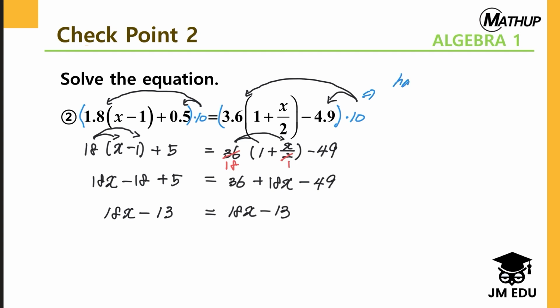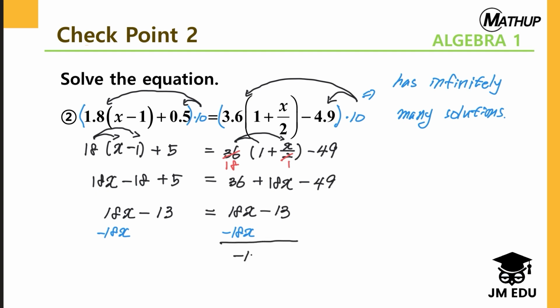This equation has infinitely many solutions. Okay? Or we can keep solving this equation. So let's remove 18x on the right hand side. So minus 18x. Then we also have to do the same thing here. Then this is going to be just a negative 13, right? Well, on the left hand side, it's negative 13, but I'm going to write 18x minus 18x. And we have negative 13.